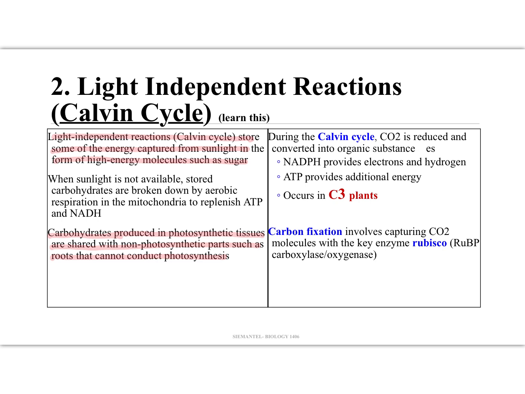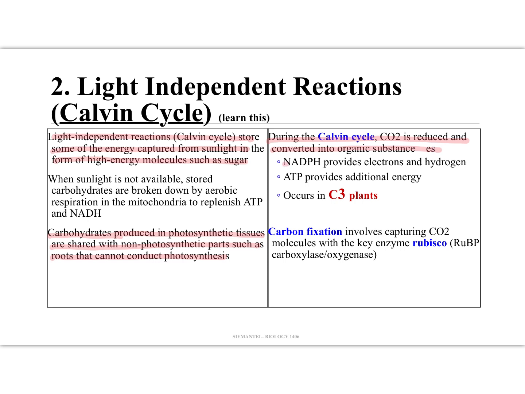Now, the Calvin cycle is where we utilize the reactant carbon dioxide. And specifically what we're going to do to carbon dioxide is we're going to reduce it. We're going to add in a bunch of other electrons and molecules and change it into this organic material. That's a sugar.